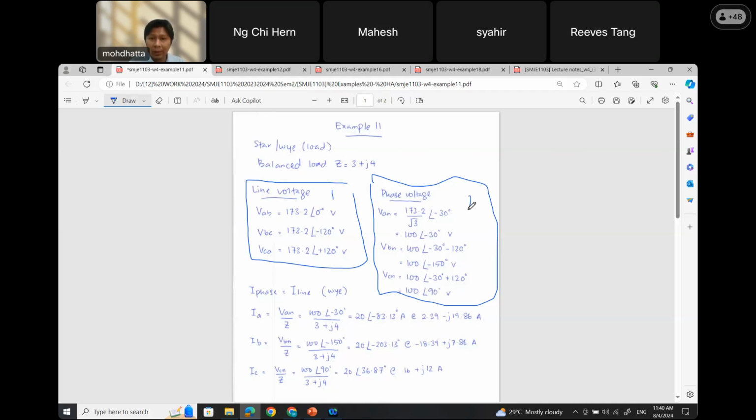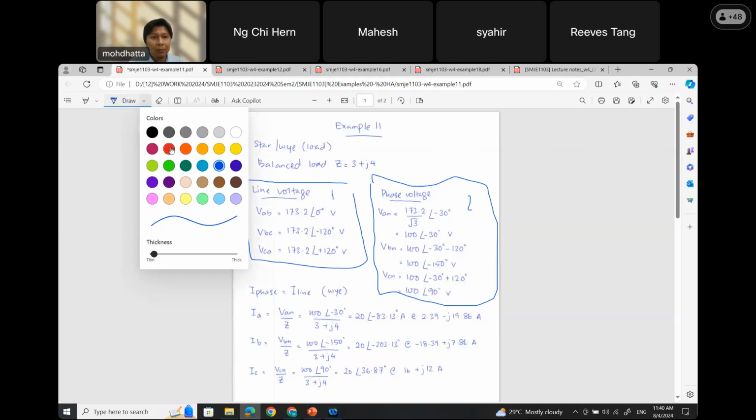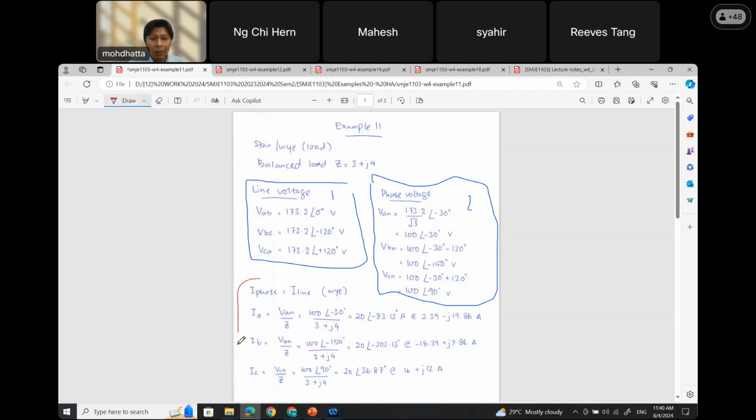This is my second thing that I'll try to put in my solution. And the third one will be the current. Okay, the current calculation where I will use my phase voltage information as well as the impedance information for each phase.